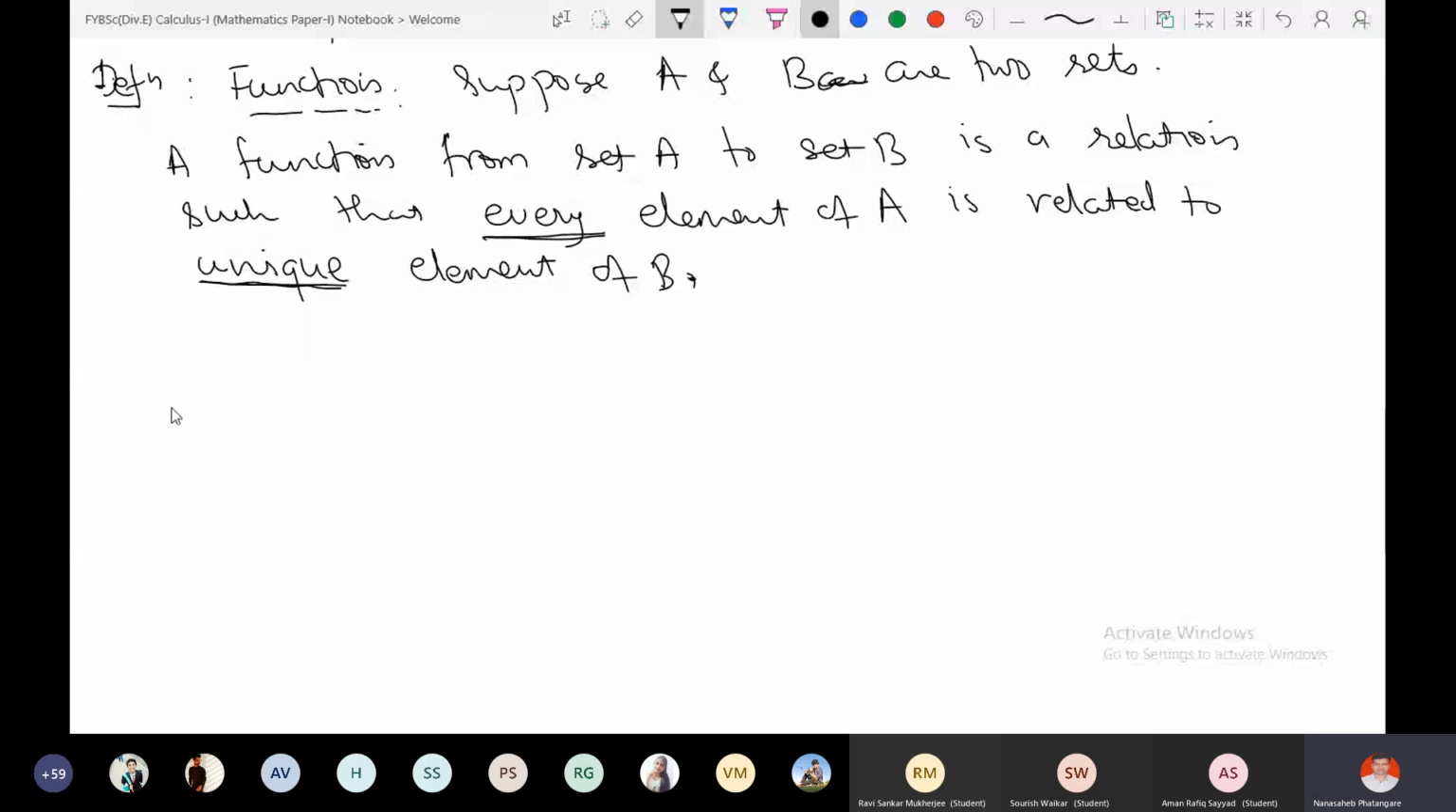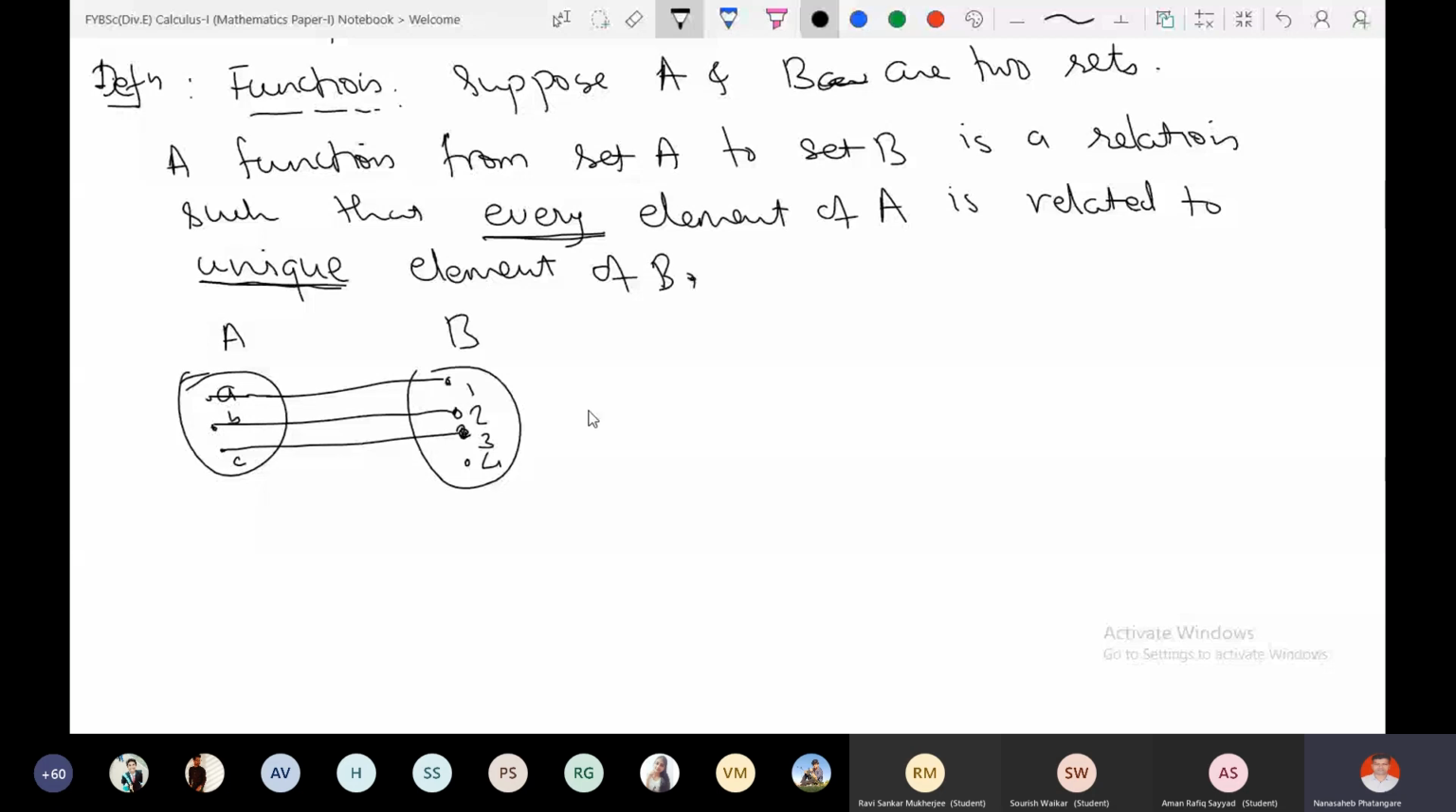Suppose my set is this, A, B, C, three elements here, and this is my set B: 1, 2, 3, 4. Now I am relating A with 1. I will relate B with 2. I will relate C with 3. Fine. Now this is one relation. Another relation I am defining among two sets. This is my set C. This is my set D.